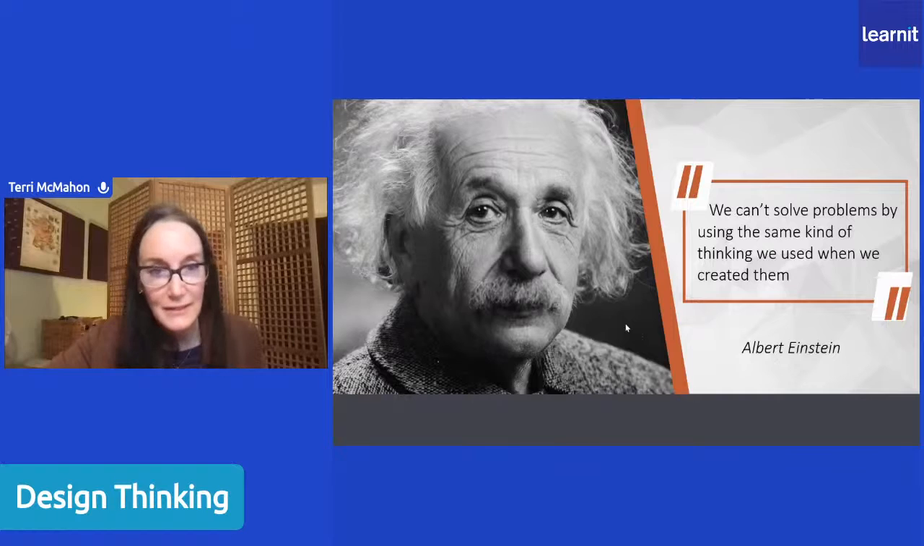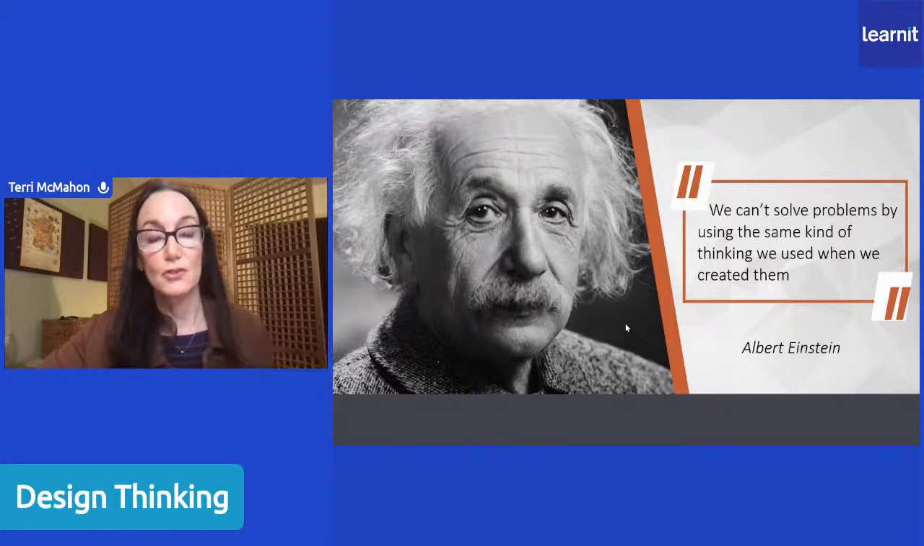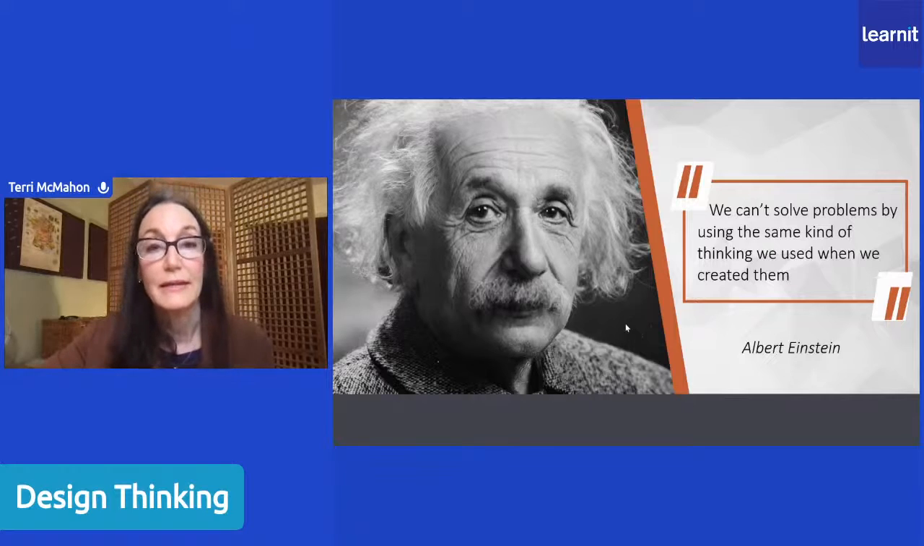Our next slide. What is design thinking? It's not some crazy fad. It's not the next hot business fad that's going to go away. Design thinking, people use this every day. What it is, it's a process. It's a set of tools designed to help you be innovative.